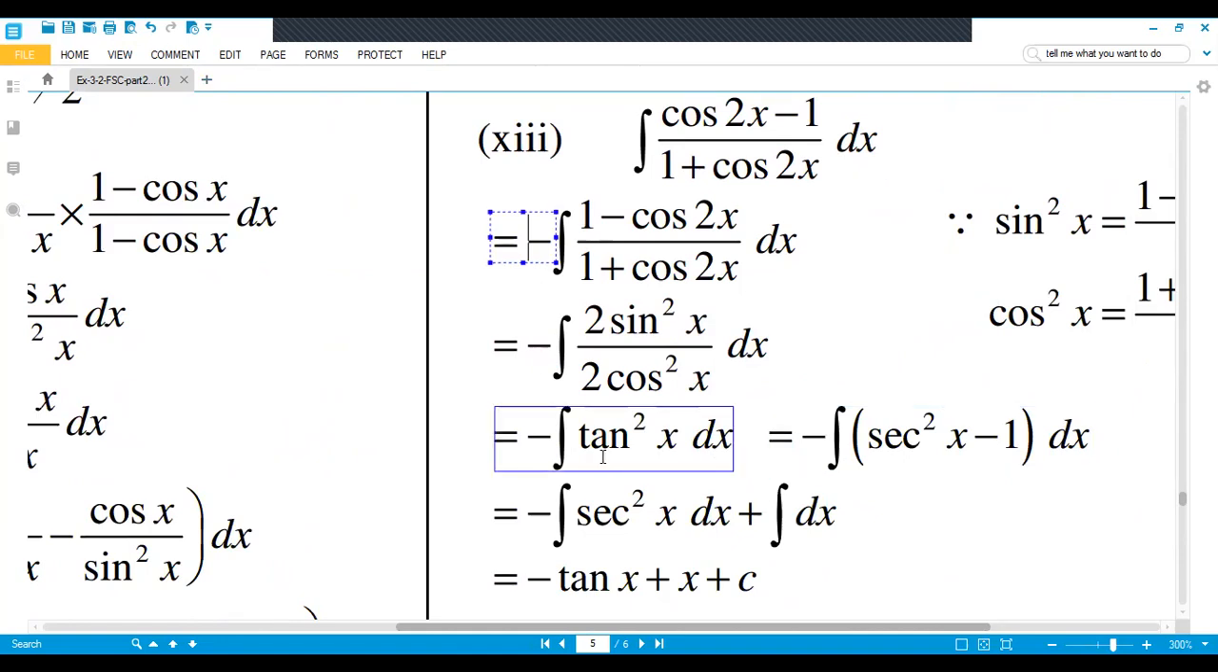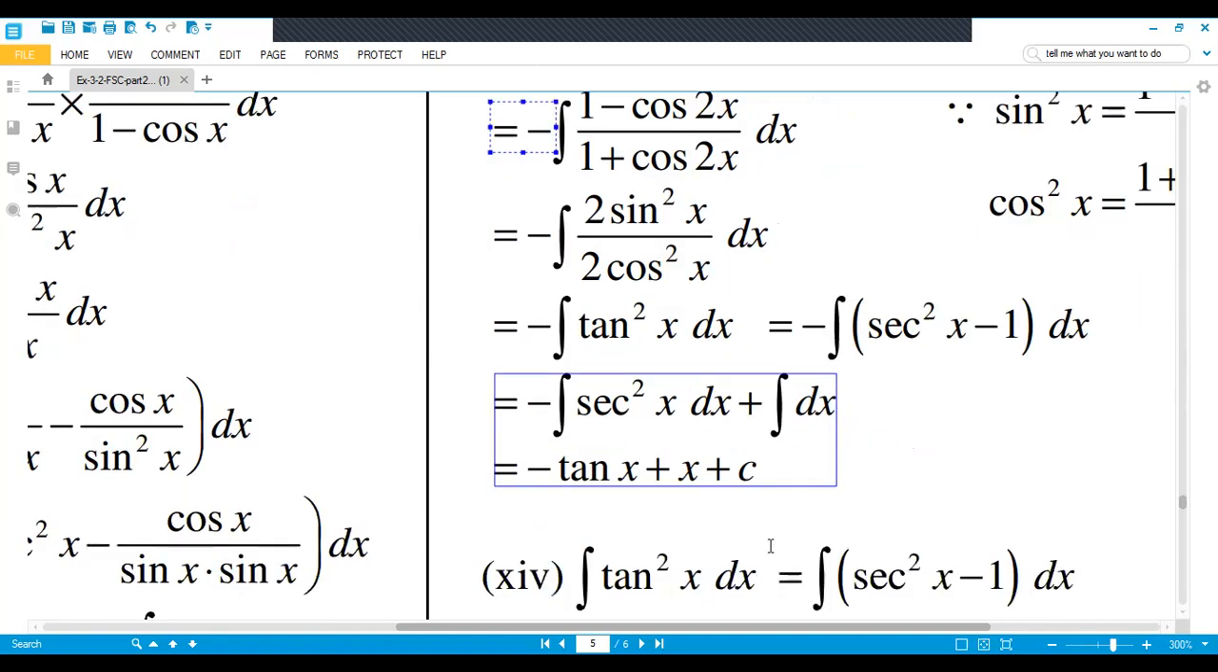So the integral of tangent square x, directly we don't know. So what will we do? Again we use an identity. Tangent square x is equal to secant square x minus 1. So the integral of secant square is tangent x, and the integral of 1 is x, plus c. So this is the required answer.